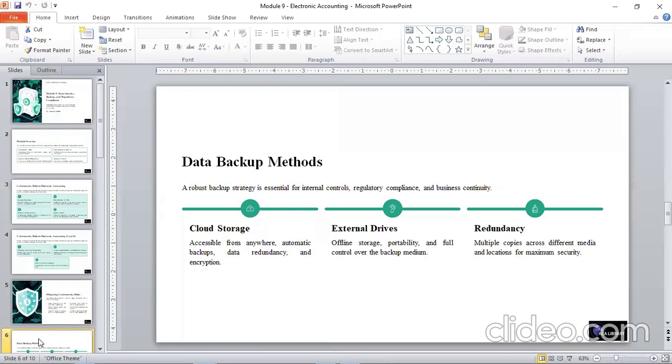The various backup methods that are available include cloud storage, which is accessible from anywhere and ensures automatic backup, data redundancy, and encryption. We also have external drives, which are offline storage devices, known for their portability and full control over the backup medium. And also we have redundancy, which is multiple copies across different media and locations for maximum security.